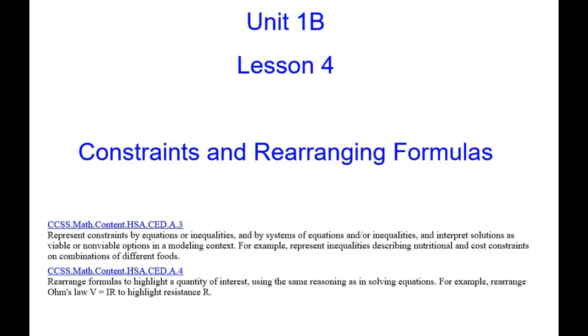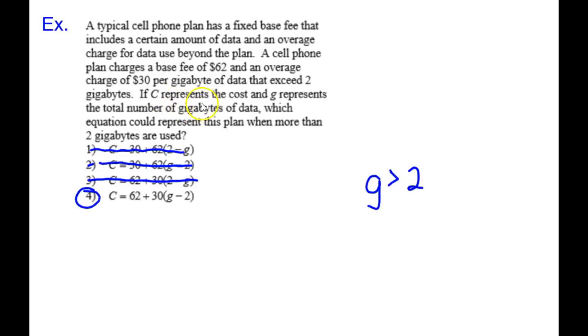So the main thing you need to take from this lesson is being able to take information from a story problem, and take those values, those quantities, to create an equation that models that situation. Also, you need to be able to rearrange formulas to isolate a certain quantity or variable. And then you also need to talk about constraints. So constraints referring to, in this problem, we were talking about gigabytes of data if we use more than 2 gigabytes. So this is referring to the constraint. We can't have gigabyte usage less than 2 gigabytes for this particular situation.